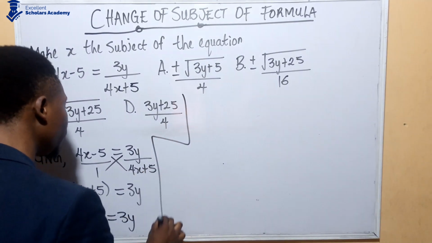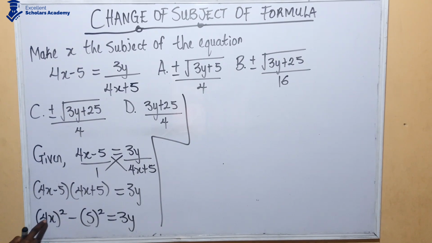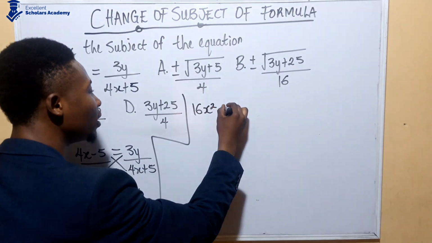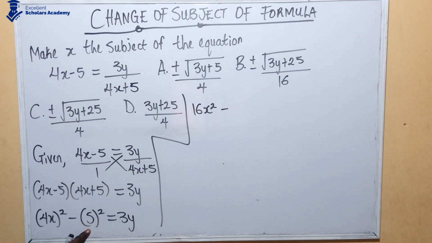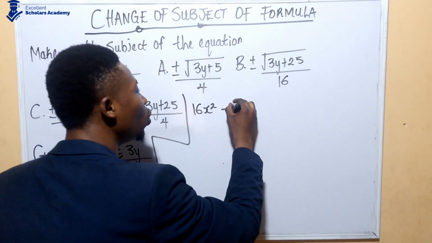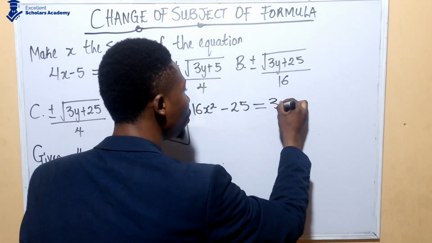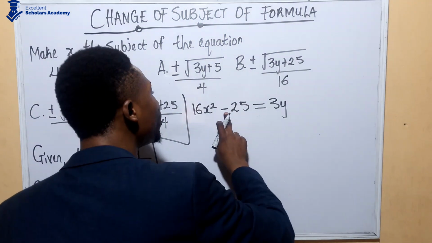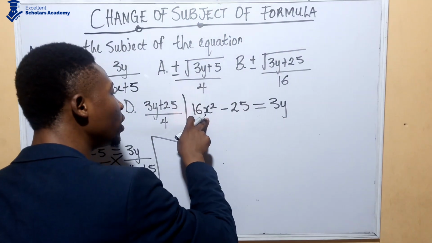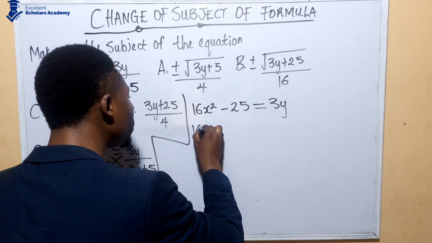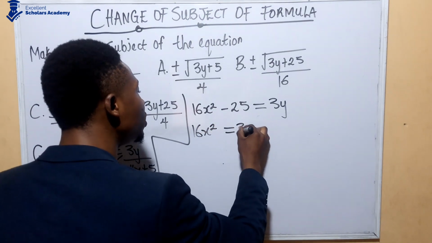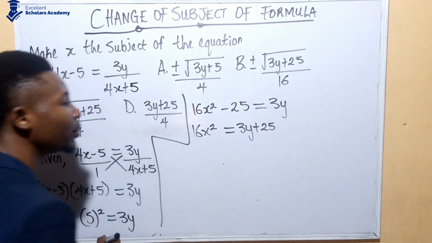Now let's continue. Now, 4x all squared means the square affects 4, that's 4 squared, that's 4 times 4, that's 16. The square also affects x, that's x squared, minus 5 squared means 5 times 5, not 5 times 2, all right? That's going to give you what? 25. 5 times 5 is 25. It's equal to what? 3y, all right? Now, take minus 25 to this side because your goal is x squared, right? So this becomes 16x squared is equal to what? 3y plus 25, all right?